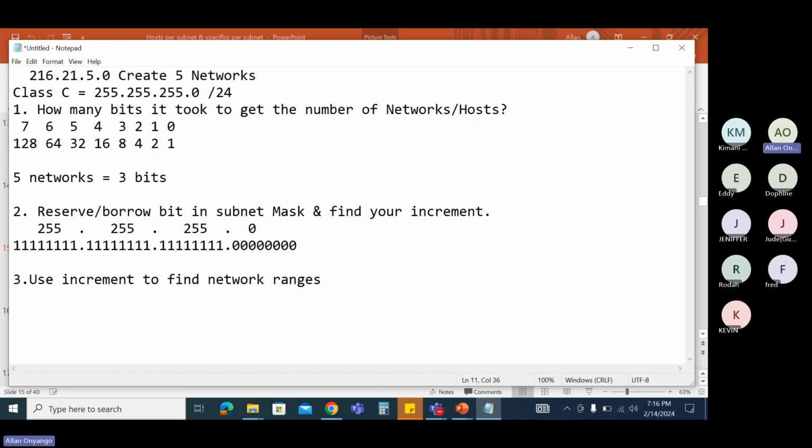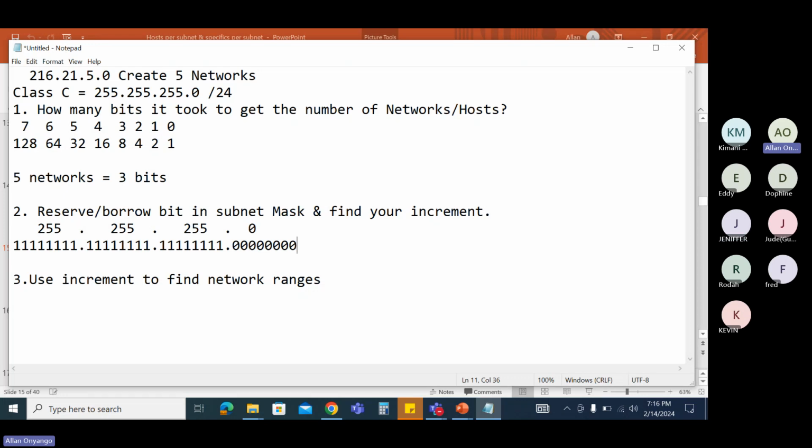We're told borrow bits on the subnet mask and find increment. So let's start by seeing how do we borrow. By the way, do you remember when I mentioned today that a subnet mask also has network portion and host portion? The ones are on which portion? Network portion. The zeros are on the host portion. Very good.